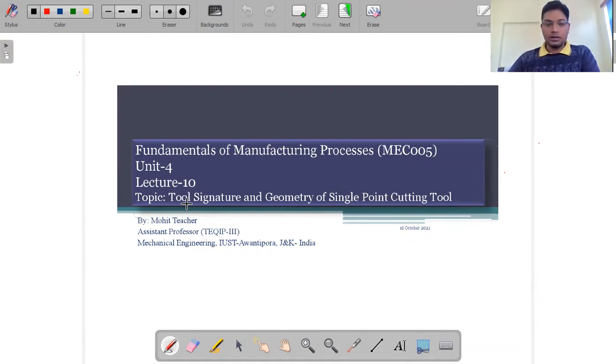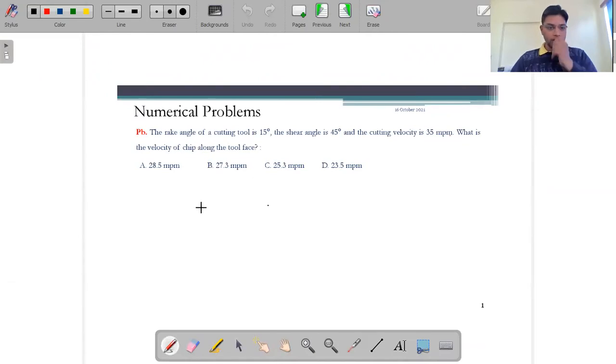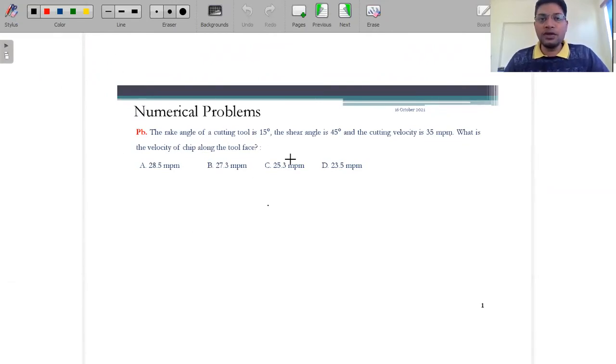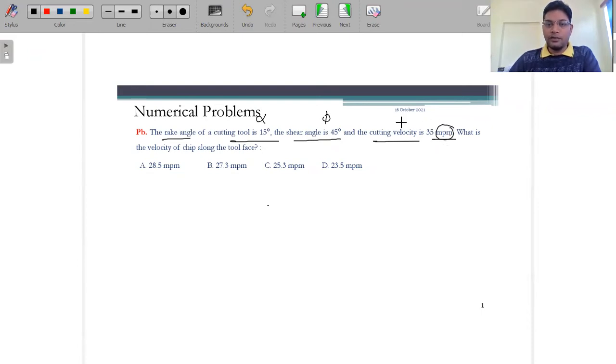Before going to start the tool signature and the geometry of a single point cutting tool, I just want to discuss one problem related to the relationship between V, Vc, and Vs. The rake angle of the cutting tool, alpha, is 15 degree. The shear angle, phi, is 45 degree. The cutting velocity is 35 mpm, that is meter per minute, which is V. What is the velocity of the chip along the tool face?